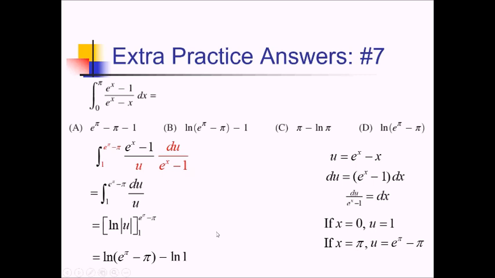However, you might be noticing you don't see this in the answer choices. The thing is, ln of 1 is just 0. So this really is just ln of e to the pi minus pi. And that is going to be answer choice D.